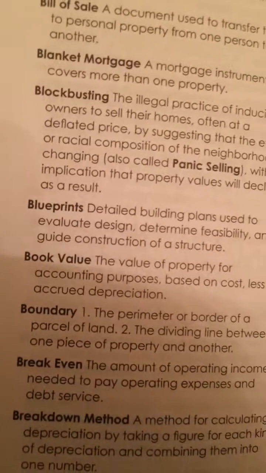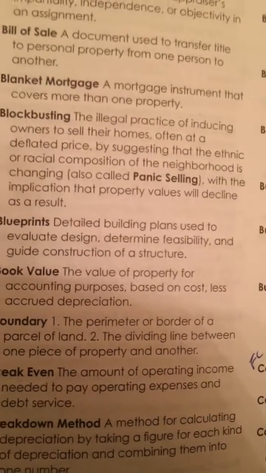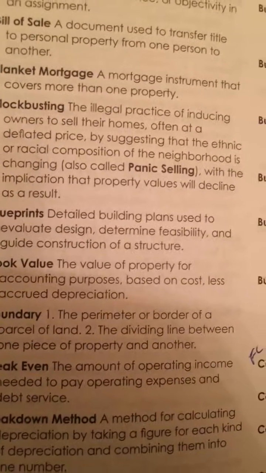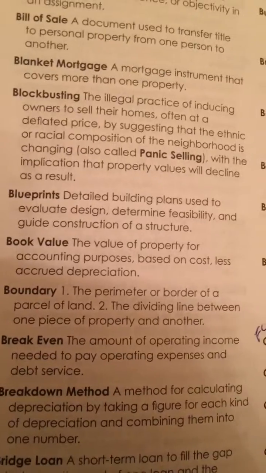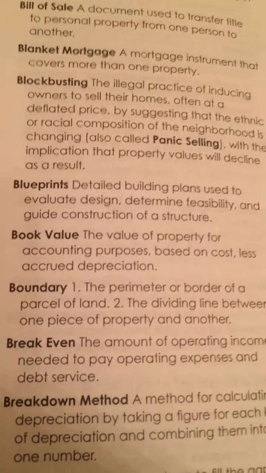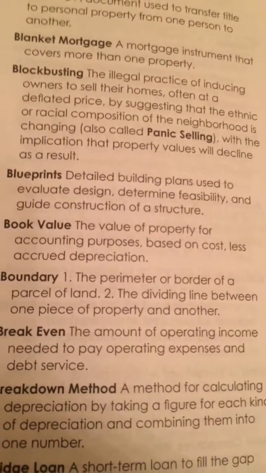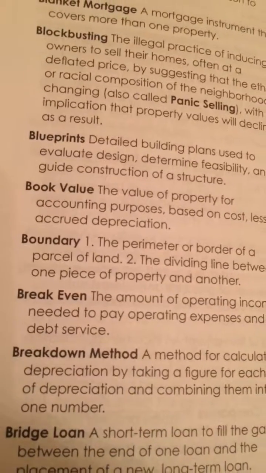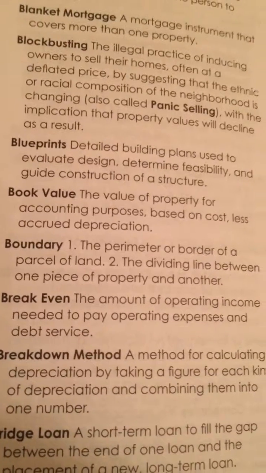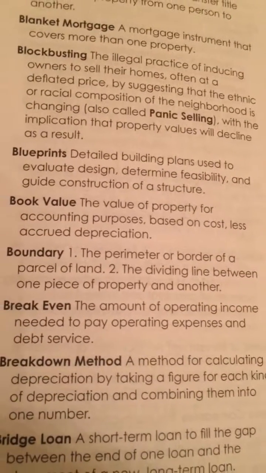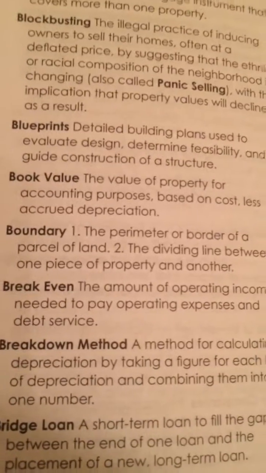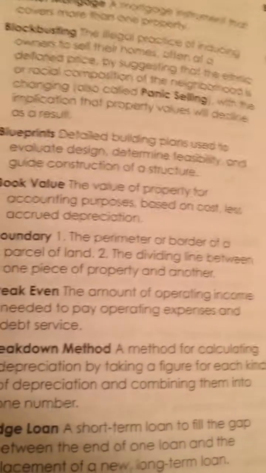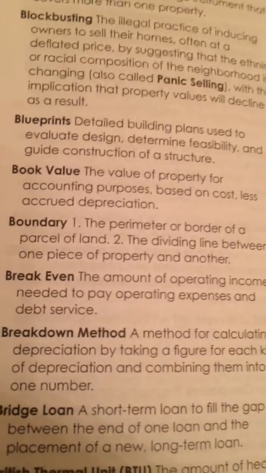Blueprints. Detailed building plans used to evaluate design, determine feasibility, and guide construction of a structure. Book value. The value of property for accounting purposes based on costs less accrued depreciation. Boundary. 1. The perimeter or border of a parcel of land. 2. The dividing line between one piece of property and another.